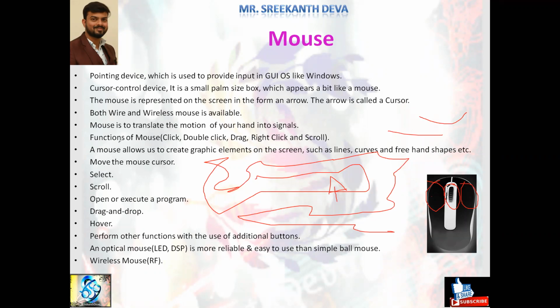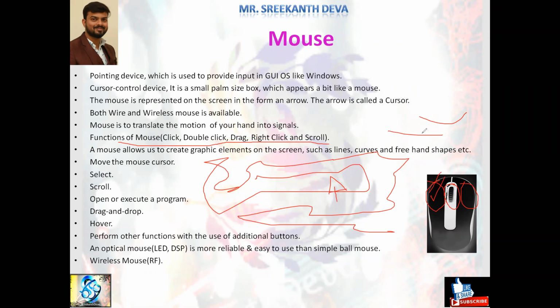I hope everyone is clear about these functions of the mouse. Click means to move the pointer or cursor to the item on the screen, and press and release the mouse button once, usually the left button. Next, double click: press and release the mouse button twice in rapid succession. We click the left button two times. Drag means after positioning the mouse pointer over the item, press the button and hold it down as you move the mouse.